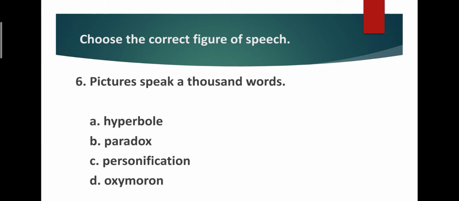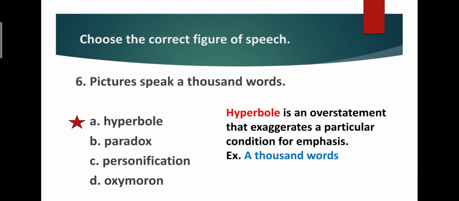You already have an idea about oxymoron, and that is two phrases which are beside each other, opposite. And paradox is also opposing in ideas, but there might be a chance that it can be true. How about hyperbole and personification? Do you have any idea about this? What is a hyperbole? A hyperbole is an overstatement that exaggerates a particular condition for emphasis.